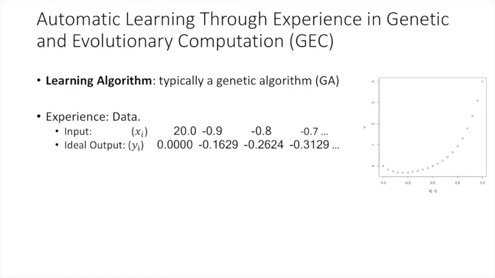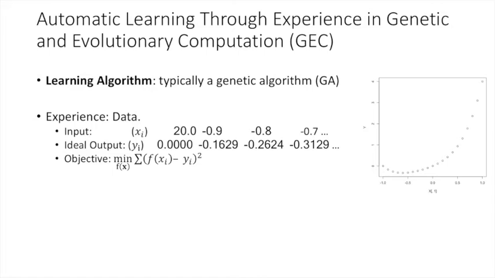So our objective function in this case is to produce such a program that produces output values that are very close to the desired output values or the ideal output values. So essentially, we have to find a function f of x such that the sum of squared errors between its outputs and the ideal outputs is minimal.